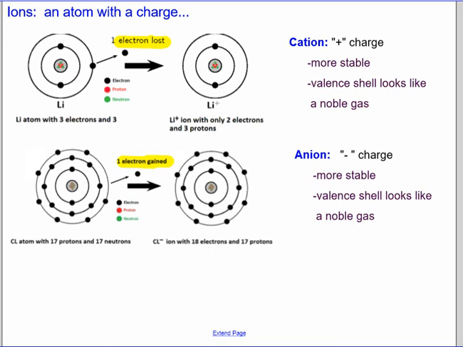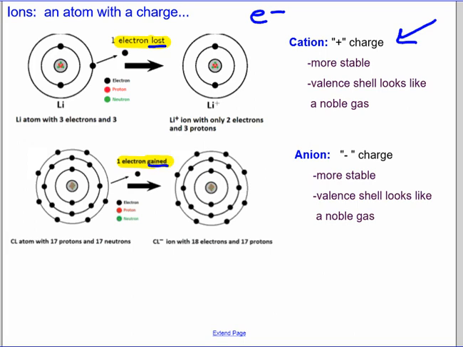So isotopes occur when an atom has a different amount of neutrons from another one of its forms. The protons, however, remain the same. Ions happen when atoms get a charge. Since we can't change the number of protons, the only thing that can change when we form ions is the number of electrons. When electrons are lost, atoms become positively charged. We call these cations.